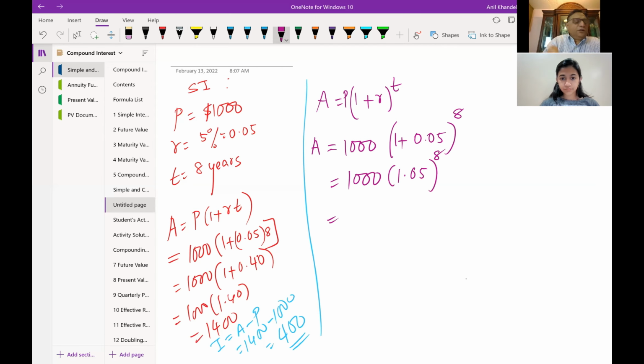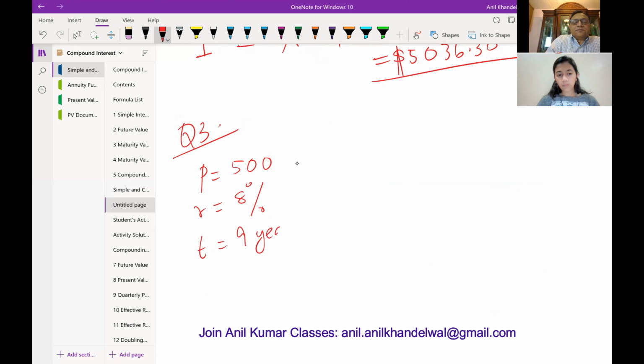So question 3. This time, we have a principal amount of, let us say, 500, the rate of interest is 8%, and the time period is 9 years. Correct? You have to find the final amount. Can you do the calculations? Tell me the answer, please. And also calculate the interest after finding the amount.